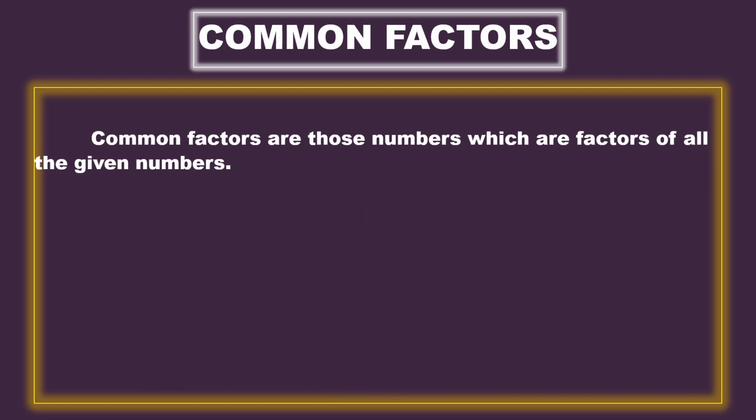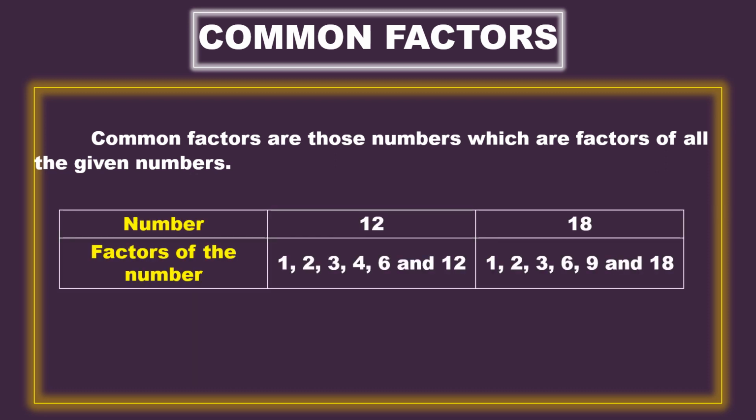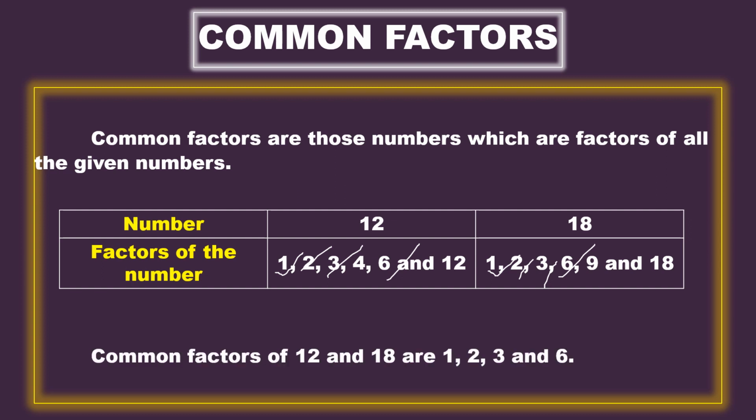Simple, right? First, for whatever numbers are given, you find the factors. From them you pick out the common numbers. Let me take one more example: 12 and 18. The factors of 12 are 1, 2, 3, 4, 6 and 12, and for 18 the factors are 1, 2, 3, 6, 9 and 18. Here 1 is common, 2 is common, 3 is common, and 6 is common. So I can write the common factors as 1, 2, 3 and 6. Clear?